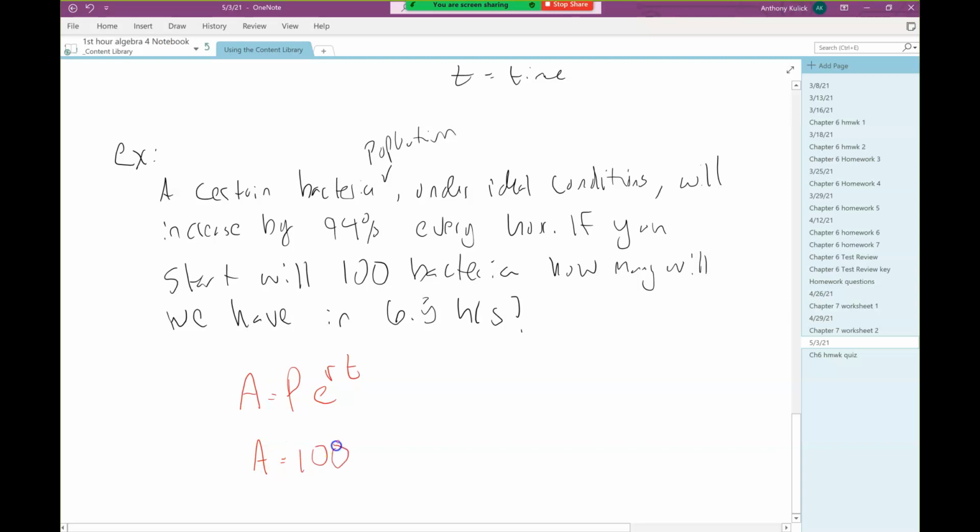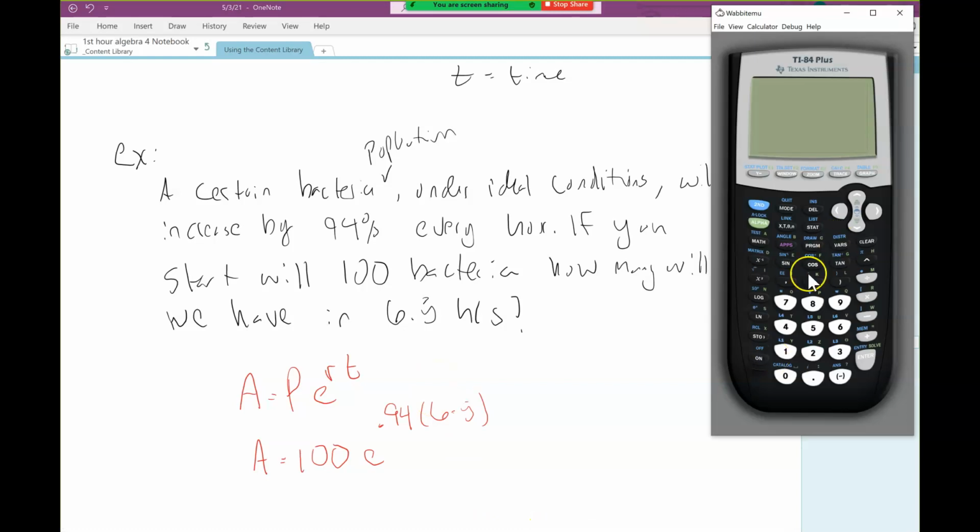So we're going to use our model. The initial amount is 100. The rate of change is 94%, so it's 0.94 every hour. So I can just plug in 6.5 as it's currently written, and then I can just go to my calculator. On the left-hand side of your calculator, there's the letters LN on one button. Above that button, in blue, is a little e to the power x. That is the button that we're going to be using.